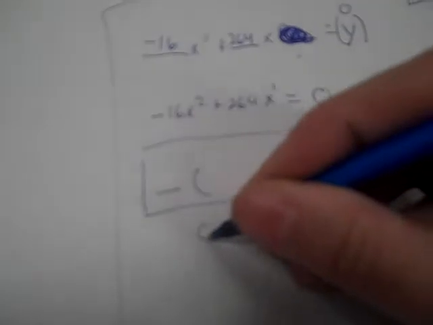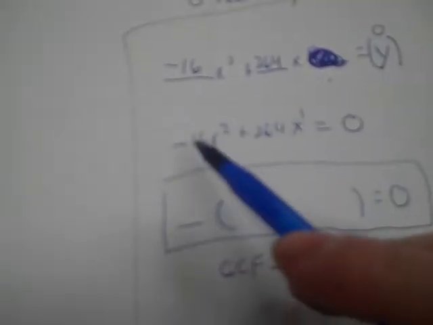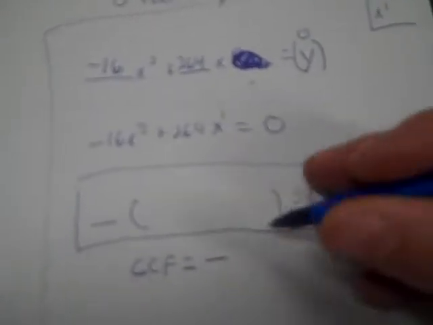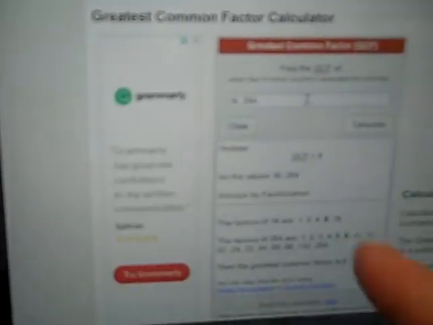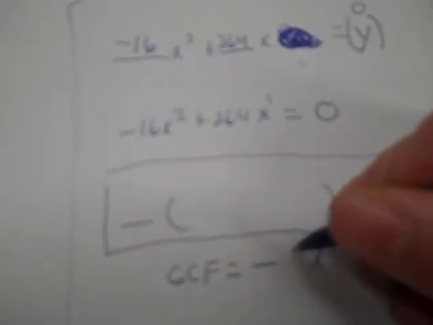So I make my GCF box and I find the GCF. The very first number is negative, so negative GCF, and then x second and x to the 1 would be x to the 1. I need to go to my GCF calculator. I punch in 16 and 264. Can't do the negative, though. I got 8 as my GCF, so negative 8x to the first.